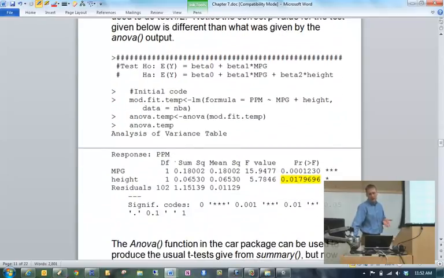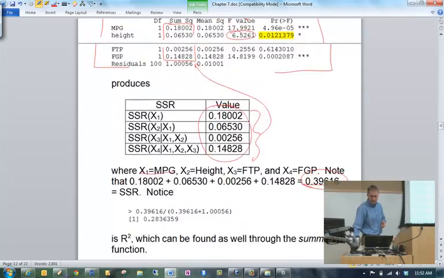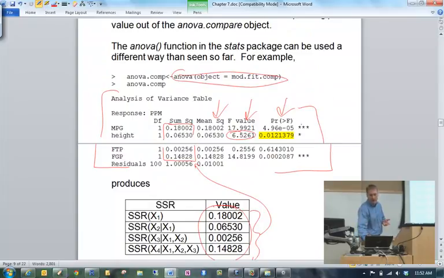Just to show this to you, I actually went through the process of looking at the model with height and MPG only. Here's my p-value of 0.0179, and in this particular case, it's fairly close to what the ANOVA function gave us for the complete model.